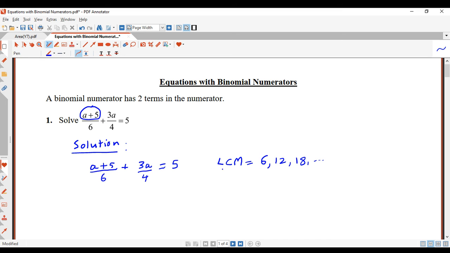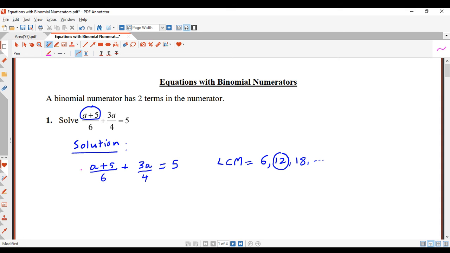Now, 6 goes into 6, but 4 does not go into 6 without a remainder. So let's try the next one. 6 goes into 12, and 4 goes into 12. So the LCM for 6 and 4 is 12. So we're going to multiply everything by 12. So all terms in the equation are going to get multiplied by 12.